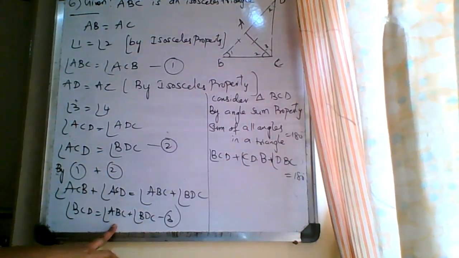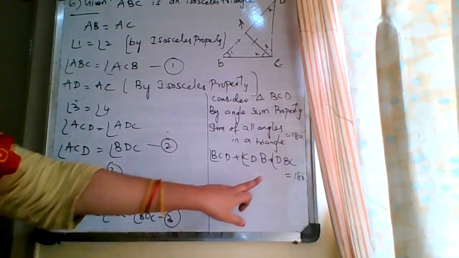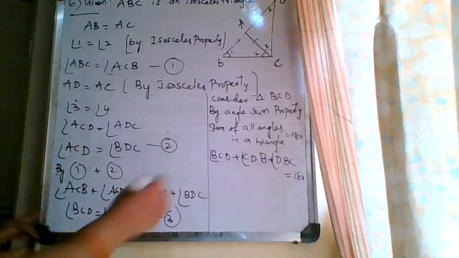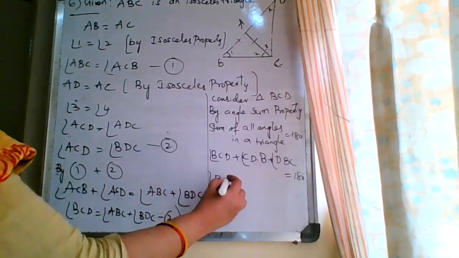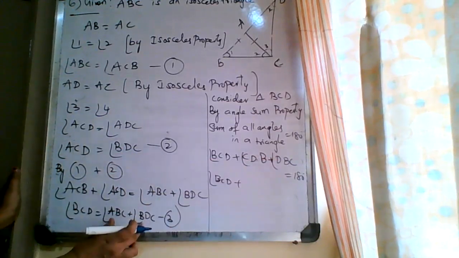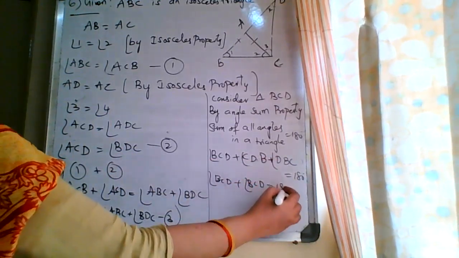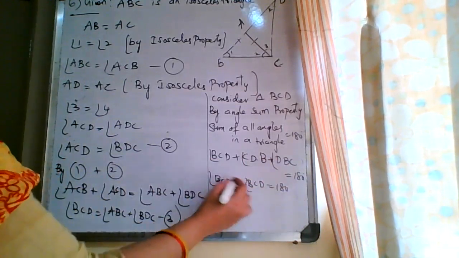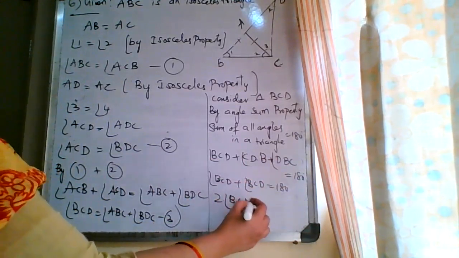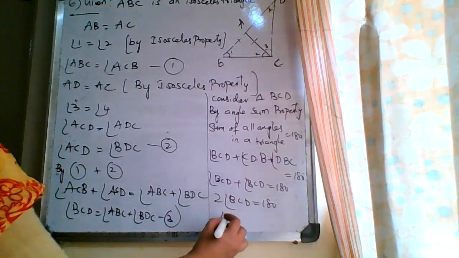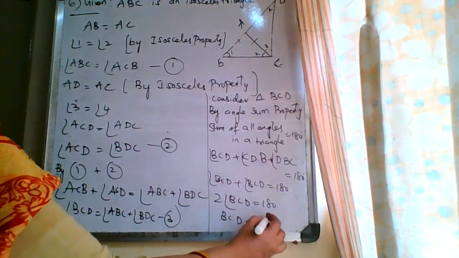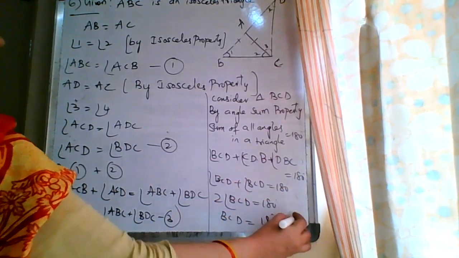Now B and D are already here. These two are already here. How much is BCD? This is already BCD, the same. But instead of these two, what can we write? Again BCD. So 2 times BCD must be equal to 180 degrees. BCD is equal to 180 by 2, that is equal to 90 degrees.